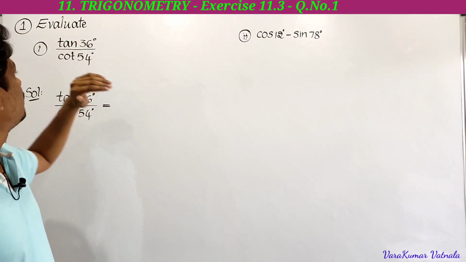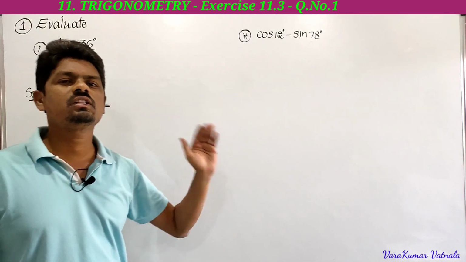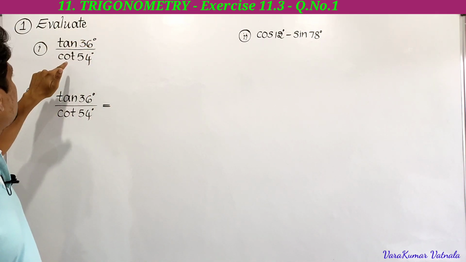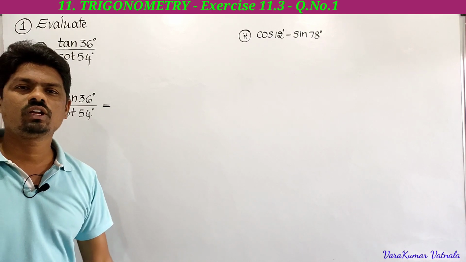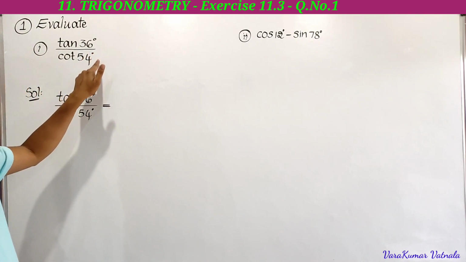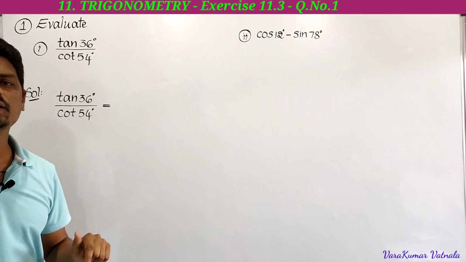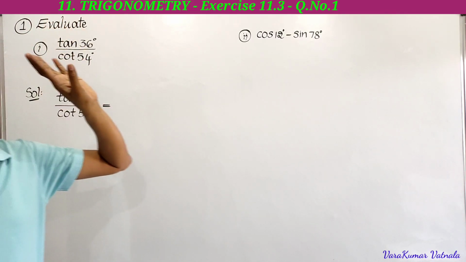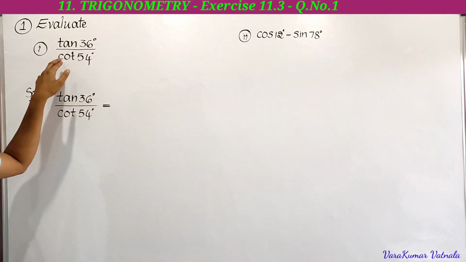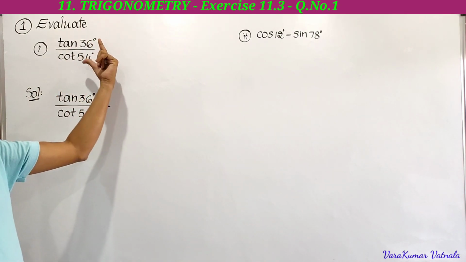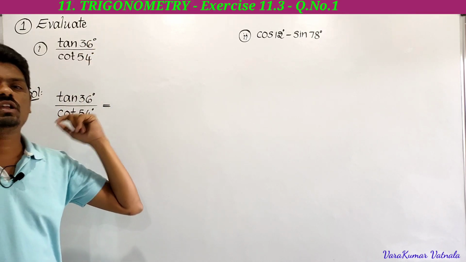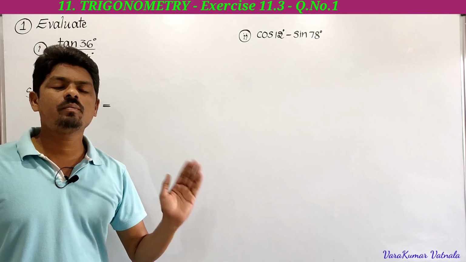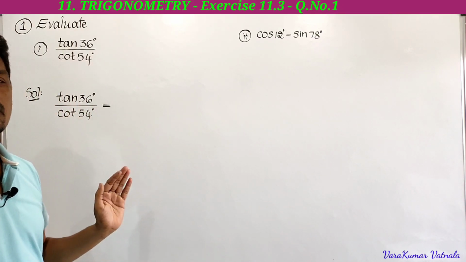Evaluate, he is asking. Totally there are 6 bits in the first problem. This is the first bit, tan 36 degrees divided by cot 54 degrees. By observing the angles of the given trigonometric ratios, we can decide that these two angles are complementary angles. There are no values for these angles in our table, so we have to apply trigonometric ratios of complementary angles here.